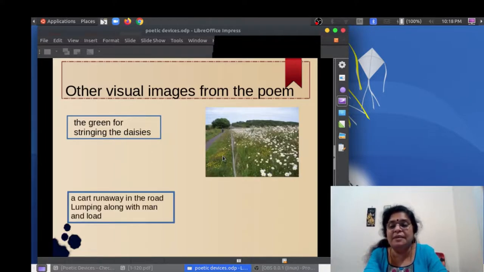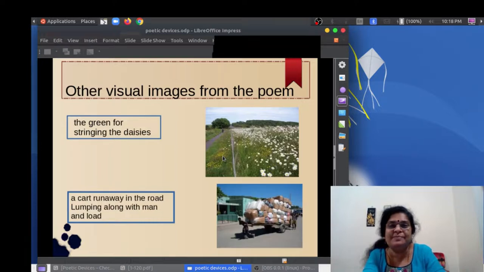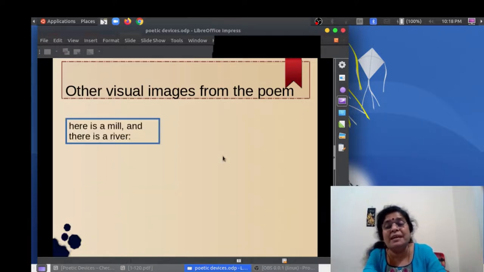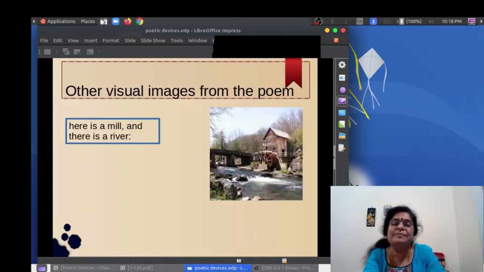Next. A car driving the road, lumbering along with man and road. That also is a visual image. This image. Next. Here is a mill and there is a river. When we read this line, we can see this picture in our mind. Or we can see a mill and a river in our mind.